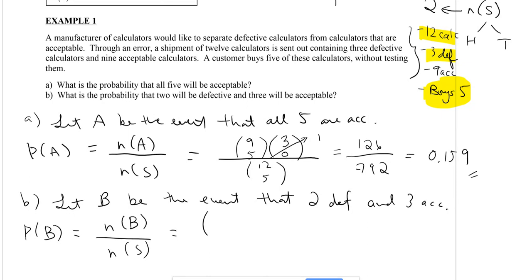We have three defectives, and we're choosing 2 of them. So that means we are going to do 3 choose 2, and for the acceptable ones, there's 9 acceptables, right? There's 9 of them, so 9 choose 3 over 12 choose 5. The sample space for all the possibilities would not change because we are still talking about the same situation.